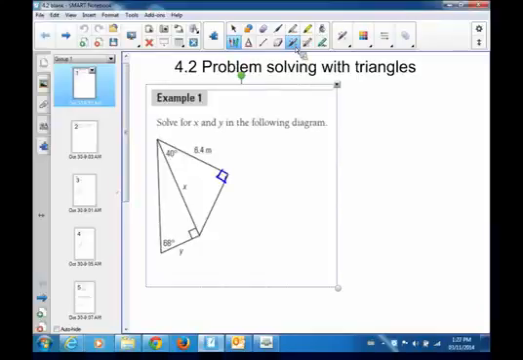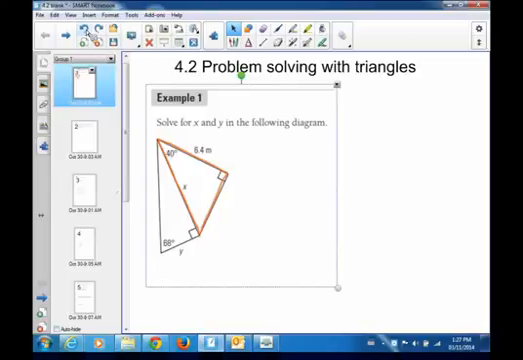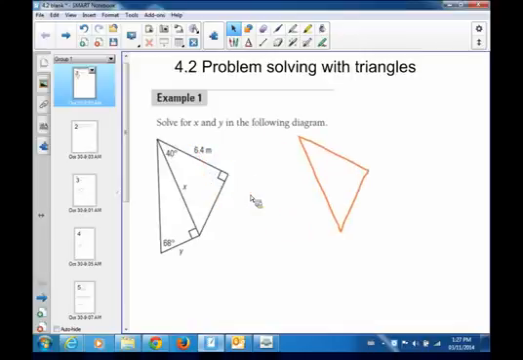Don't try to solve it all at once. Try to find out which one is the best to do first. And I'd say the top one is. So I'm going to just trace it and redraw it over here. Now, we're going to just solve this triangle right now. And that's 6.4 meters, 40 degrees, and side x is what we want.